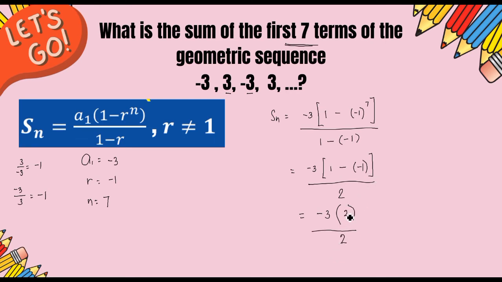So, as you can see, pwede na po tayo mag-cancel. Ayan, cancel na natin yung 2. S sub n is equal to negative 3. So, therefore, pag inadd po pala natin si negative 3, positive 3, negative 3, positive 3, hanggang makarating sa 7th term, the answer is negative 3.